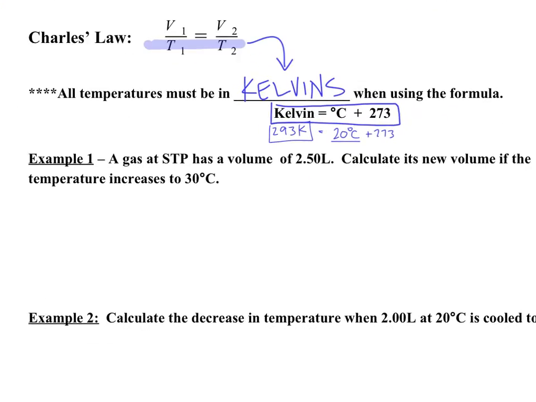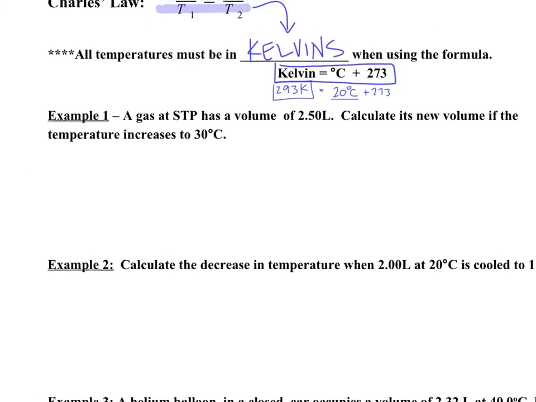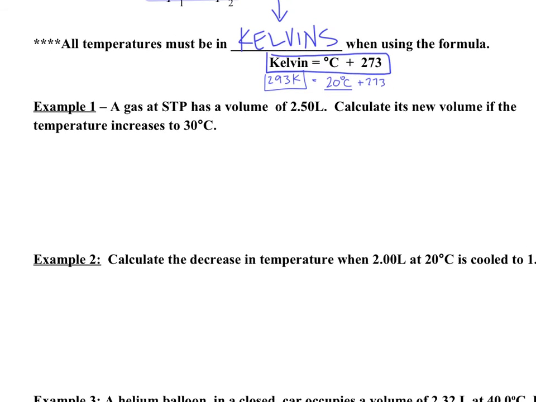Okay, so let's take a look at some examples. We'll look at example 1 first. It says a gas at STP, and remember that STP stands for standard temperature and pressure. So let me write that up here. Standard temp and pressure. Okay. We'll come back to that. It has a volume of 250 liters. I want to calculate its new volume if the temperature increases to 30 degrees Celsius.